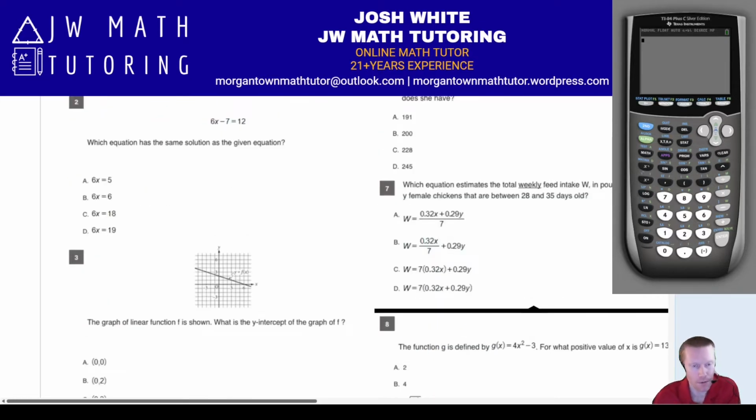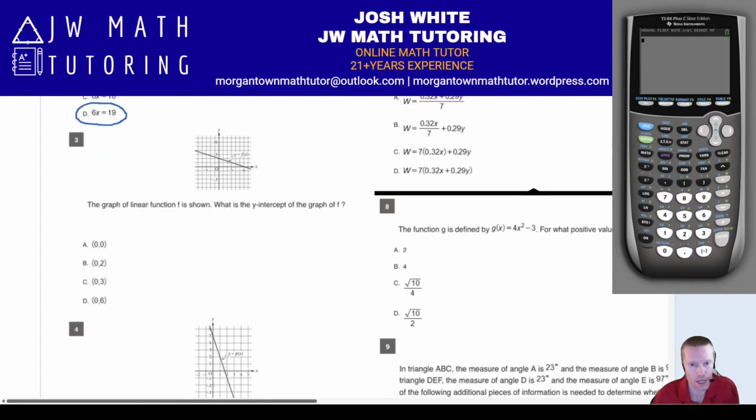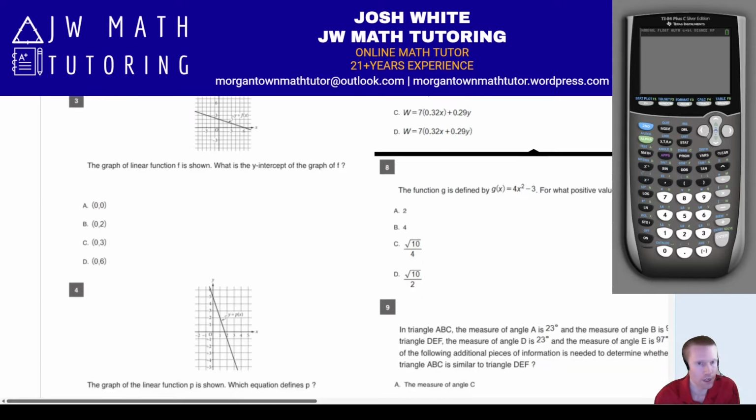Below that, we have problem number 2. This one might look a little confusing because you're given an equation and then you're given another equation, and you're asked which ones have the same solution. But if you take this original equation and just attempt to solve it by doing the first step you would do, which is to add 7 to both sides, notice you get 6x equals 19. Which of these answer choices does that match? Well, it's just letter D, and that's it. That's really all you have to do in this problem: add 7 to both sides, and you get an answer that matches the work you did with the original equation. Moving on to the problem directly below it, number 3.